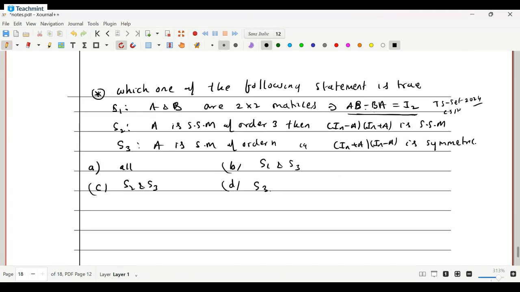Already, also from state transformation, linear transformation like this, T of A is equal to AB minus BA.